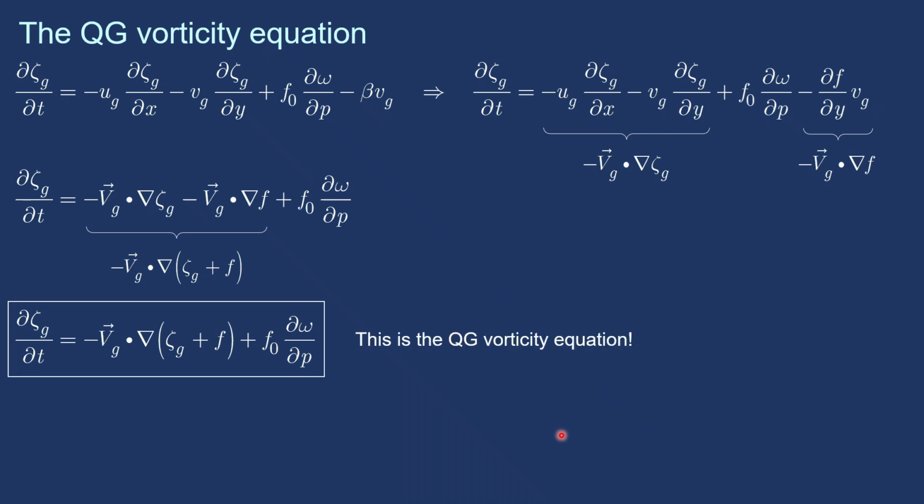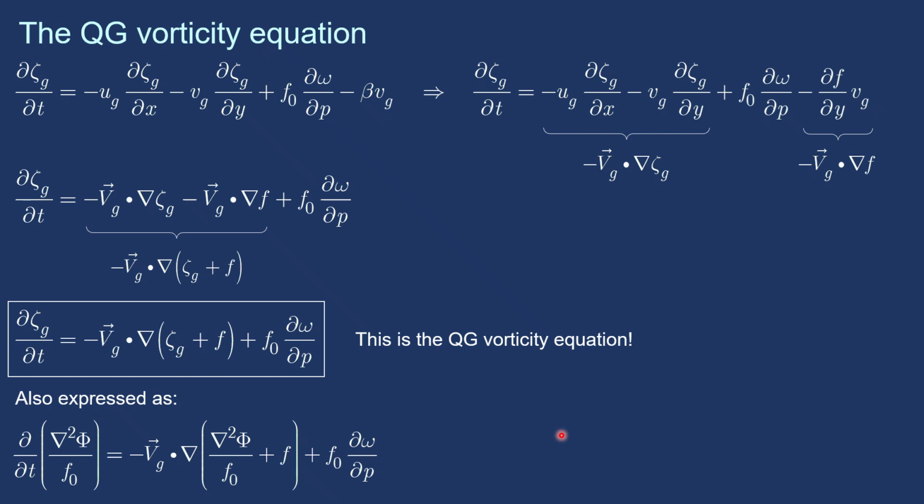After all of that work, we have now written down the QG vorticity equation, a form of which is going to be useful to us. We can also express this by rewriting the geostrophic vorticity. Instead of zeta G, we can express it as the Laplacian of the geopotential divided by F naught. And we're going to work that out a little bit later to show that equivalency. But that notation will be what we actually use when we go forward in our derivations and we write out the geopotential tendency and the omega equations. So we'll show why these two things are equivalent in just a little bit. But for right now, this is where we wind up with our QG vorticity equation.